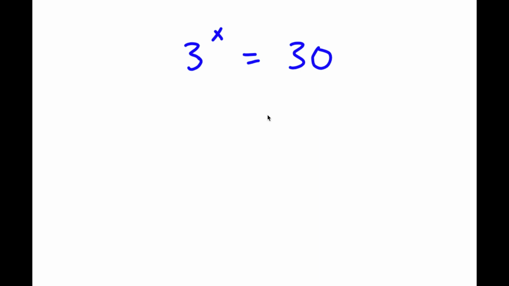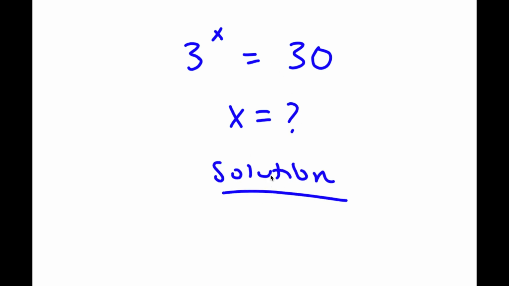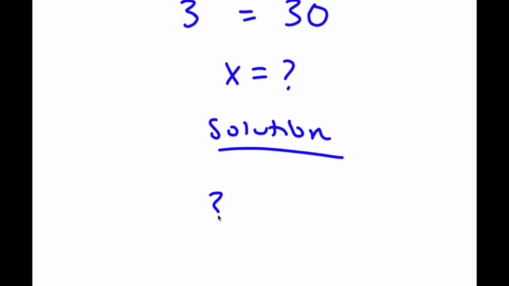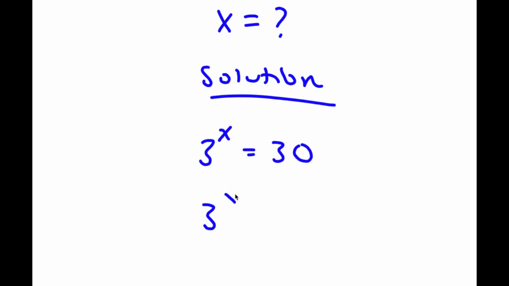All right, so I have 3 to the power of x is equal to 30. So for this problem, I want to find the value of x. So for my solution, first start with 3 to the power of x is equal to 30. Now 30 here, this is the same thing as 3 times 10. So now I have 3 to the power of x is equal to 3 times 10.